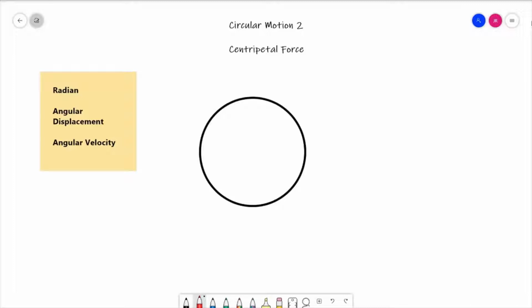Firstly though, just a quick recap of lesson 1. You can see that the key points are there on the screen. We looked at the radian and the definition of the radian, angular displacement and angular velocity.